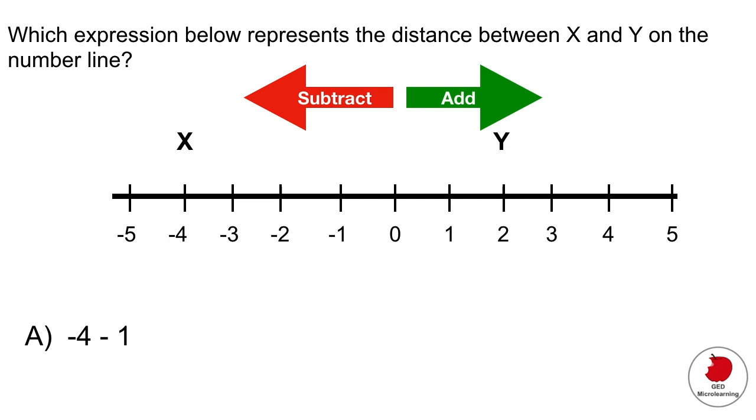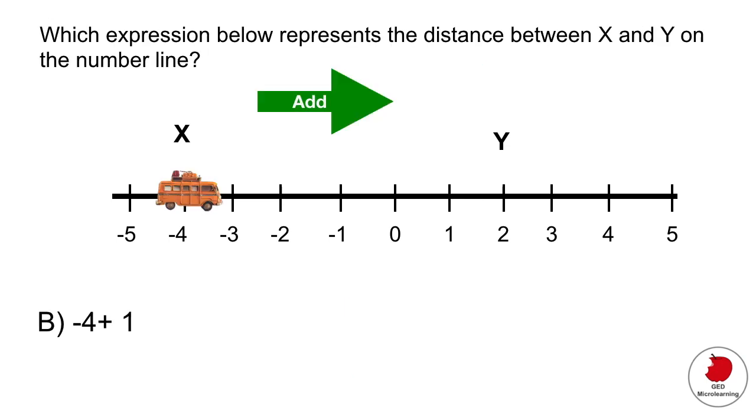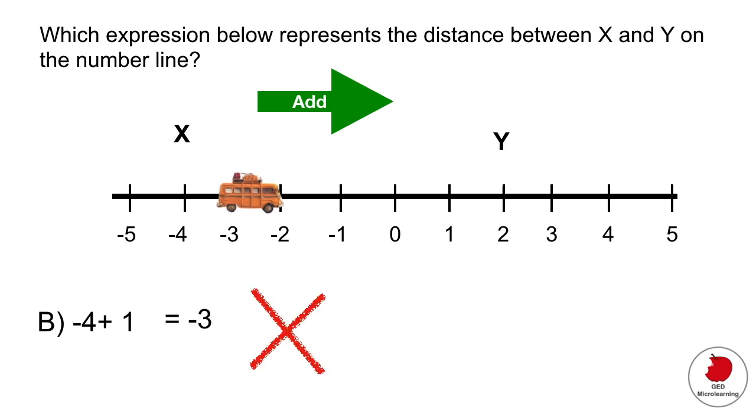So in option A, it tells you -4 minus 1. So that means you would move to the left because you're subtracting. Okay, that's -5. That's wrong because we said the answer has to be 6. Option B, you're adding, so you would move to the right. Gives you -3, also wrong.